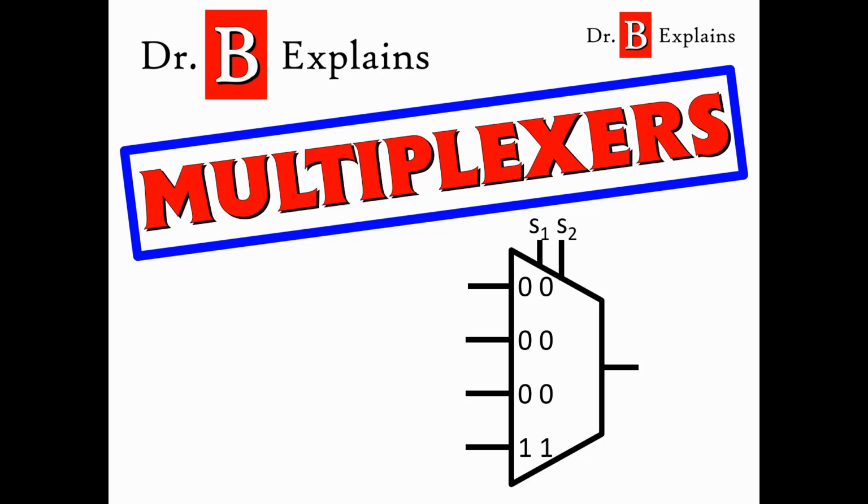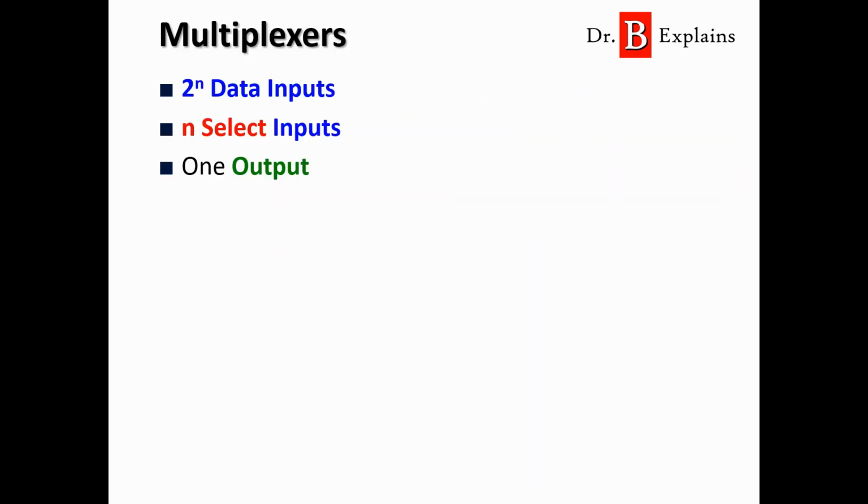In this video, you're going to learn about multiplexers, how they work, and how to use them to design logic circuits. A multiplexer is a combinational circuit that has 2 to the n data inputs and n select inputs. It also has one output.